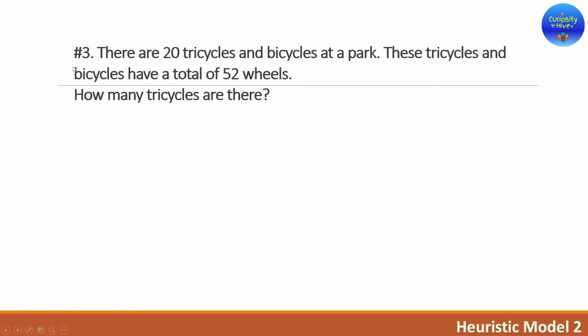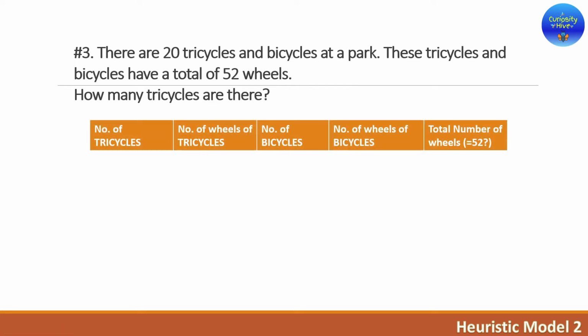So here we have a heuristic model 2 question, which reads: there are 20 tricycles and bicycles at a park. These tricycles and bicycles have a total of 52 wheels. How many tricycles are there? Well, in these types of questions, we are going to guess the answers and then check whether it validates the condition given. So for this, we are going to make a table of the number of tricycles and bicycles and hence the number of wheels, and then we'll add them up to find whether the total of the wheels is 52 or not, as given in the question.